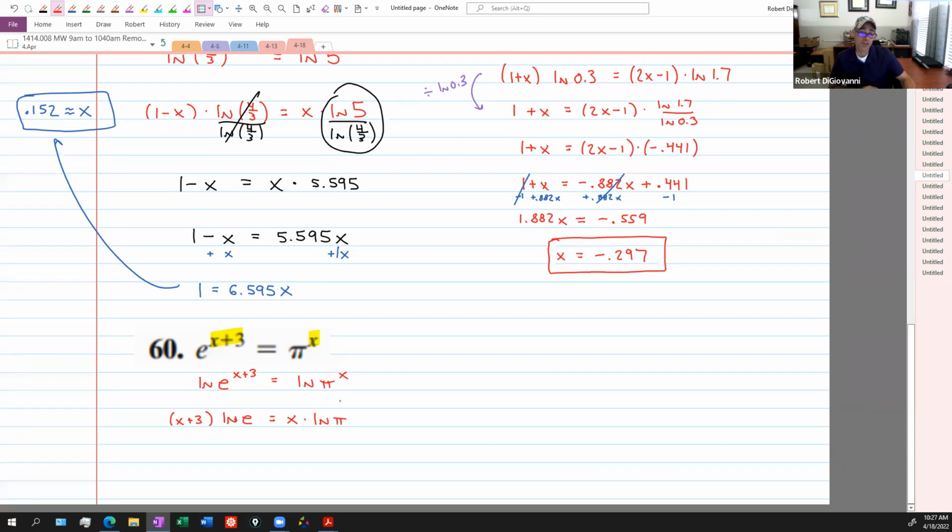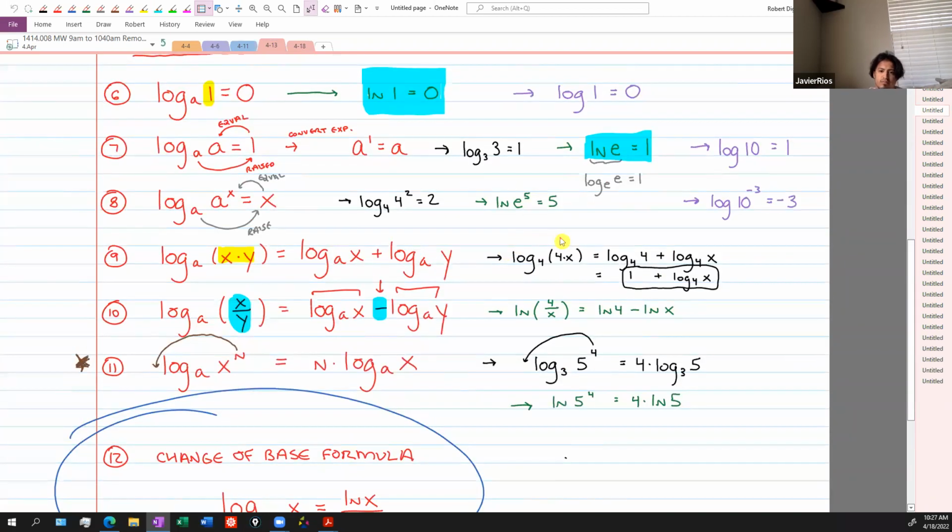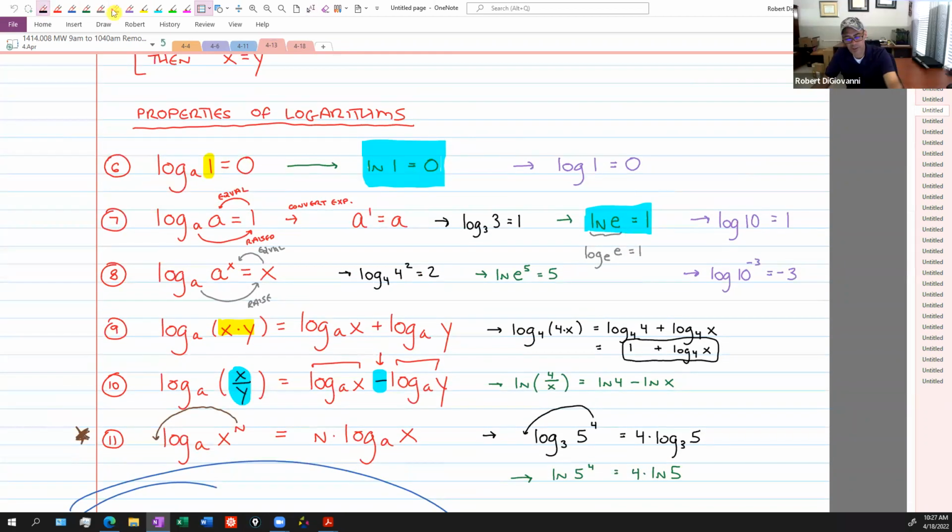All right, now I should divide both sides by natural log of e, right? That's what I should do. But does anyone remember, this was an important property. What happens when you put natural log and e together? So let me go back to last class. They cancel out, they become a 1. Where is it? Right here. See it highlighted in blue here? The natural log of e is 1.